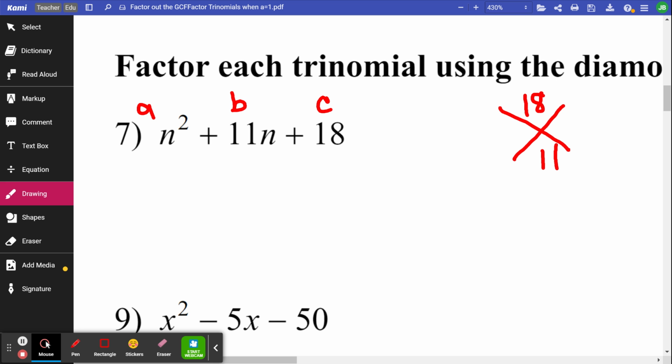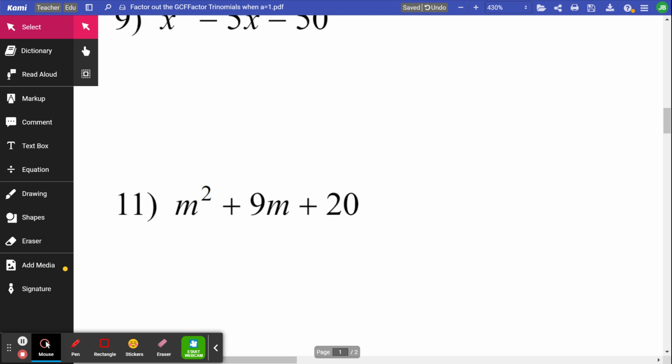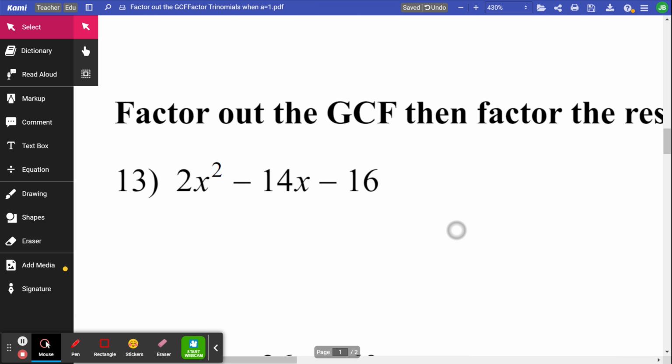Now, to find our factors, they have to multiply to 18 and add up to 11. Factors of 18 that add up to 11. And that's 9 and 2. 9 times 2 is 18. 9 plus 2 is 11. Once you've got that, these are the two you're going to use. You'll just do n plus 9, n plus 2. And that is your answer. Easy peasy.